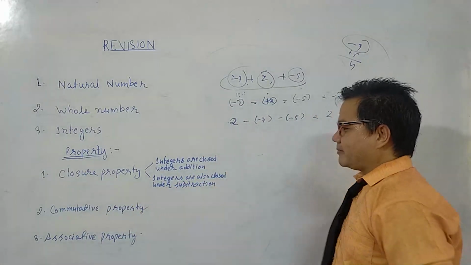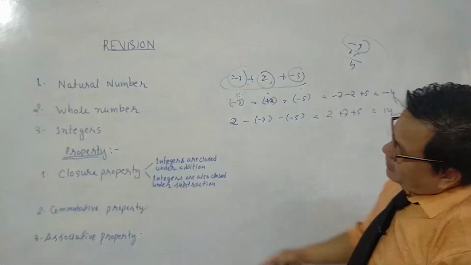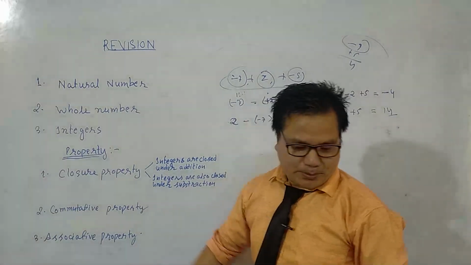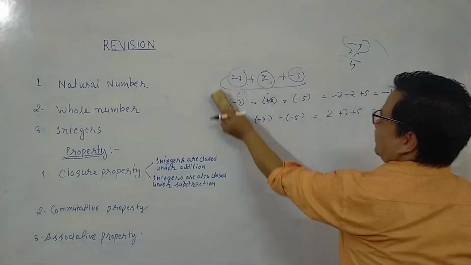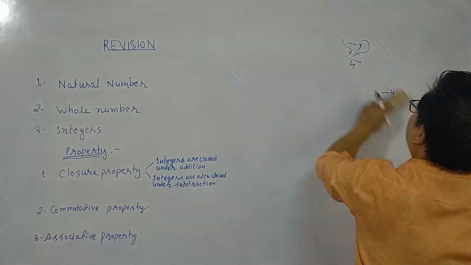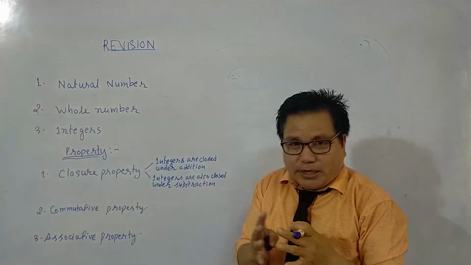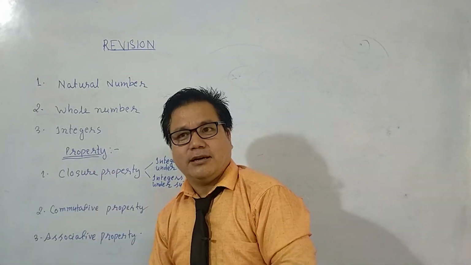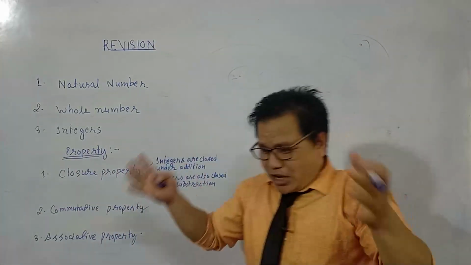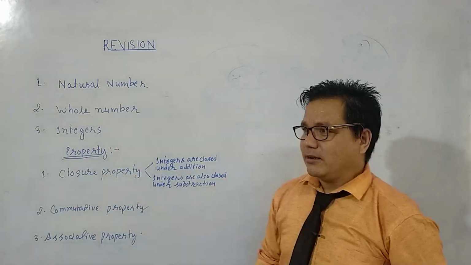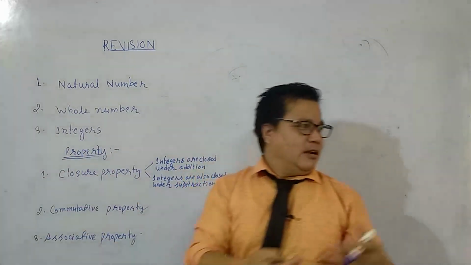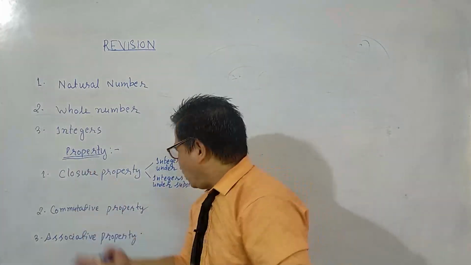Now after the commutative property comes the associative property. Associative means what? Associative means group. When two or more people come together and do some work for the welfare of the people, that is an association. Women's welfare association, football association, lots of associations.